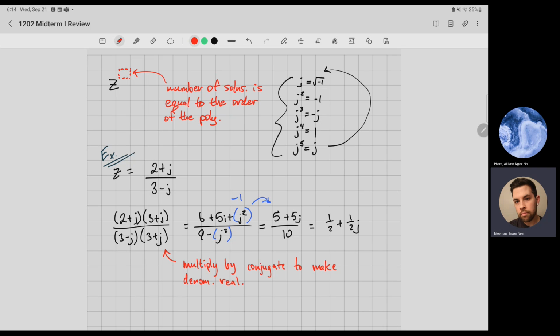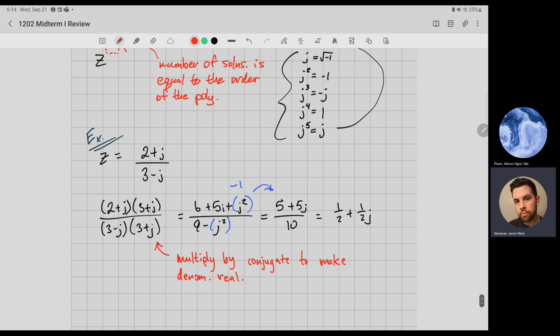And then here's a quick example of how you could shortcut some division. If you have z equal to 2 plus j over 3 minus j, remember you'd have to convert that to polar form to divide these. Well, a quick shortcut you could do is just multiply by the conjugate. What that does is it makes your denominator real, so it makes your denominator not complex. And that works any time you have a complex number in the denominator. If you multiply it by the conjugate, you can actually turn it into a real value.